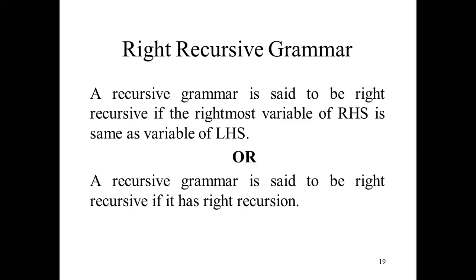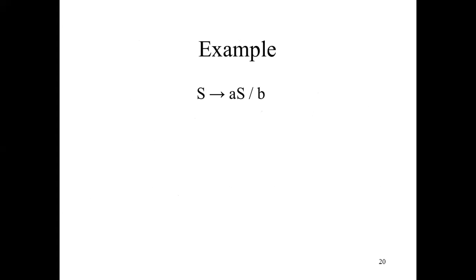In this case, we will consider the rightmost variable. Just at the end of the right hand side, we will check the variable there, and if it is equal to the left hand side variable, then we can say it is a right recursive grammar. A recursive grammar is said to be right recursive if it has right recursion, meaning there is a repetition on the right side.